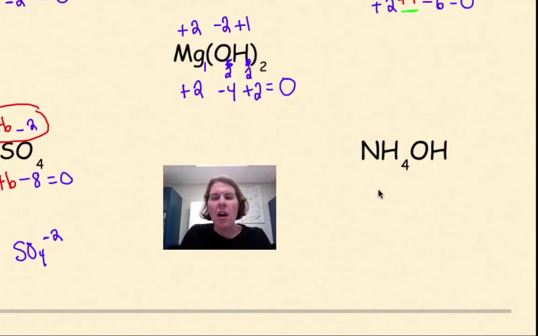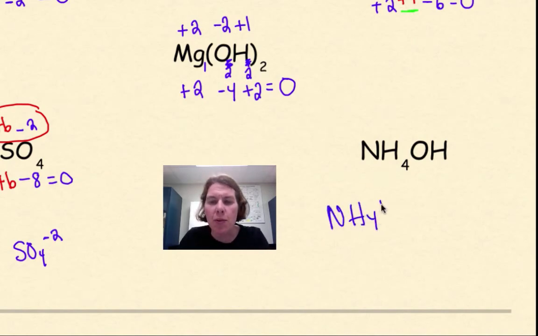And this is one of the, at least from my students, this is one of the most nasty problems to assign oxidation numbers to. But if you do this little trick, it's not that bad. So this is ammonium hydroxide. And ammonium hydroxide is composed of 2 polyatomic ions. So what I tell my students to do is break these polyatomic ions apart. You know that NH4 is +1. And you know hydroxide is OH -1.